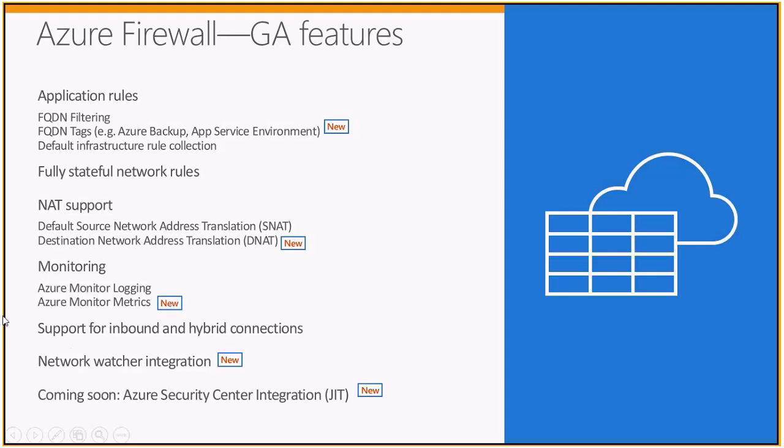The next one is monitoring. Monitoring and logging, as I told you earlier, means you can log all the incoming traffic and everything that is going on, like we do in normal physical firewalls. You can log it with Azure Monitor, which provides you all the metrics and graphs. It also supports inbound from hybrid connections. Whenever you are connecting with your on-prem environment, you can integrate Azure Firewall with that also.